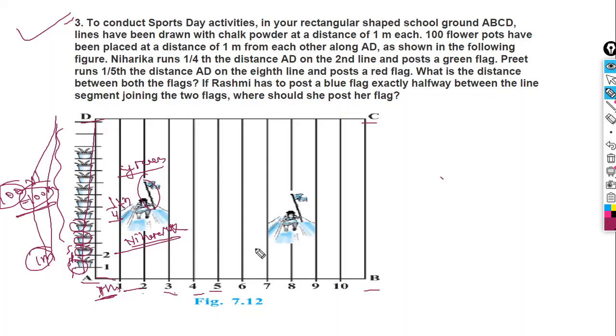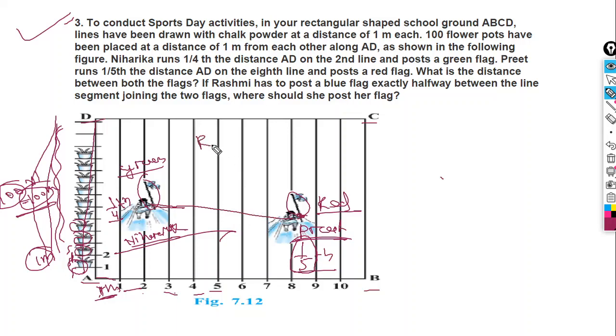Okay. Now again Preet. Preet is running also with a flag that is red in color. And she has run 1 by 5th of the distance. How much distance? Of the 100 meters. And she has posted the flag at this point after passing 1 by 5th of the distance. So what we have to do? We have to find the distance between the green flag and the red flag.